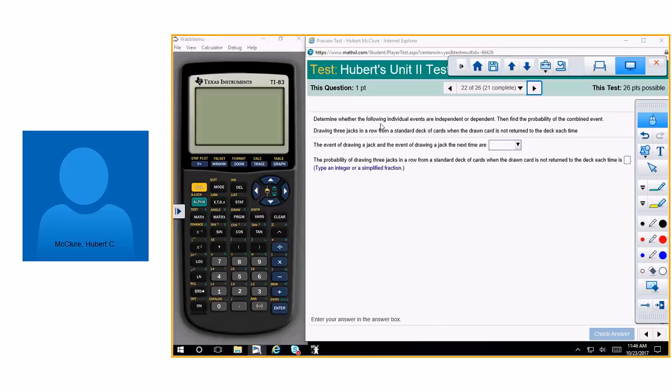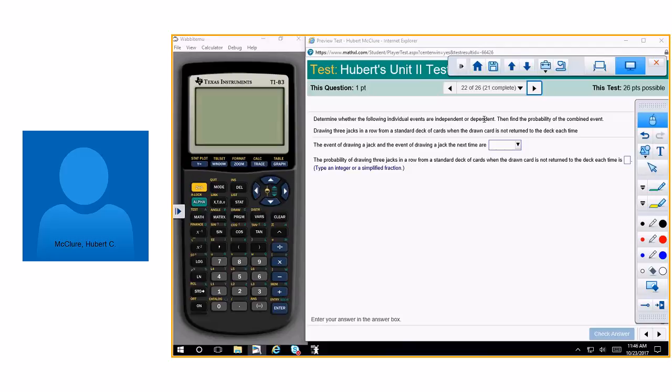Determine whether the following individual events are independent or dependent. Now, what does independent mean? It does not affect, right? And what does dependent mean? It affects. Independent means with replacement. Dependent means without replacement. So write that down if you hadn't, it's in your notes.